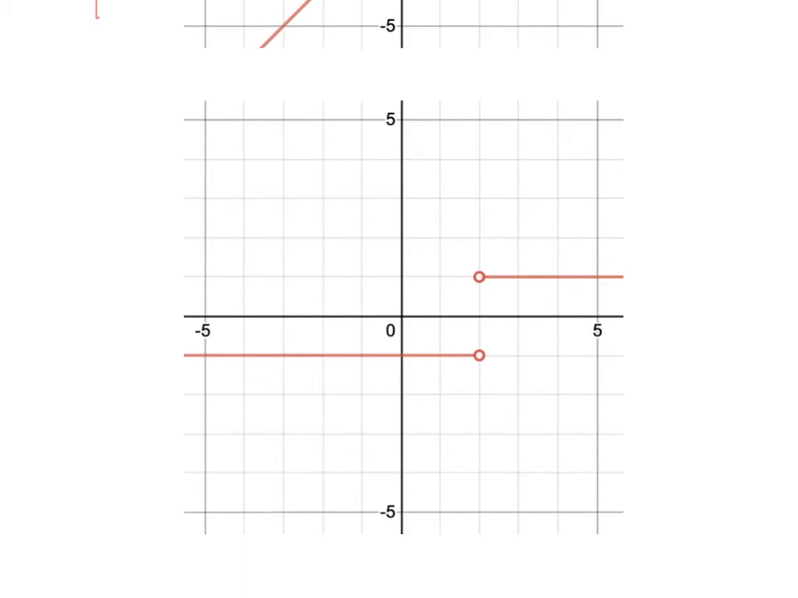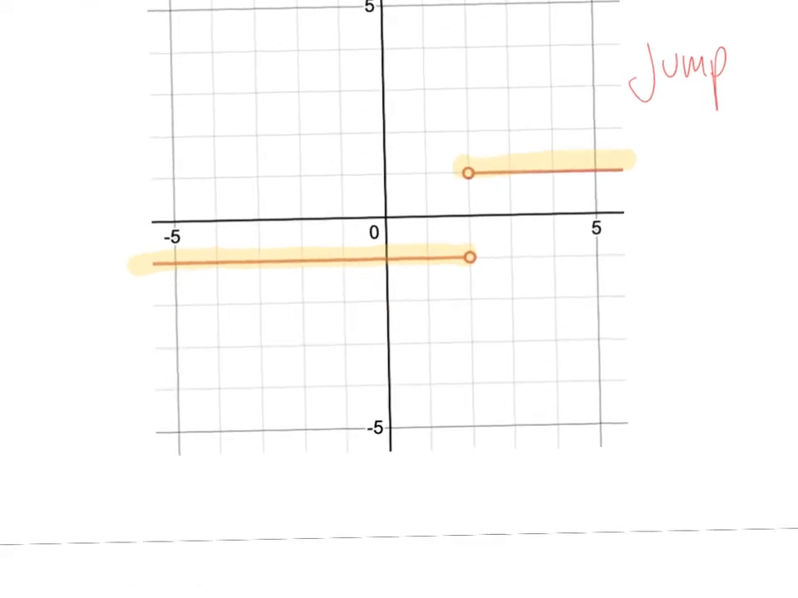You've graphed these before. This is called a jump discontinuity. Jump. And again, if I grab sort of a highlighter and take a look at this, you can see that if I'm drawing, at this point I have to jump to a new location. That's why it's called a jump discontinuity.